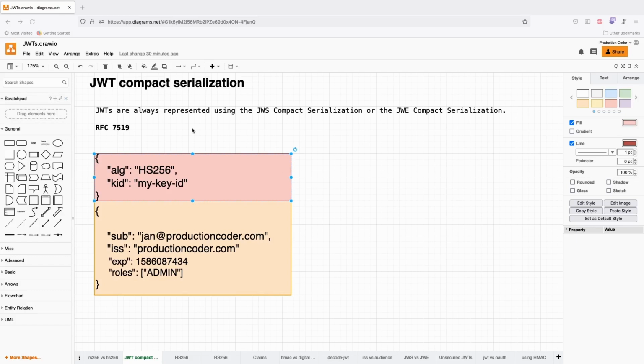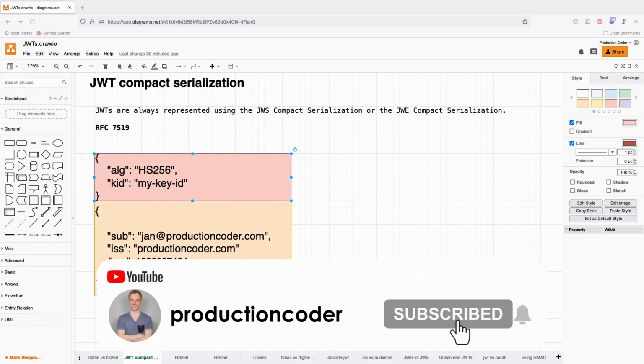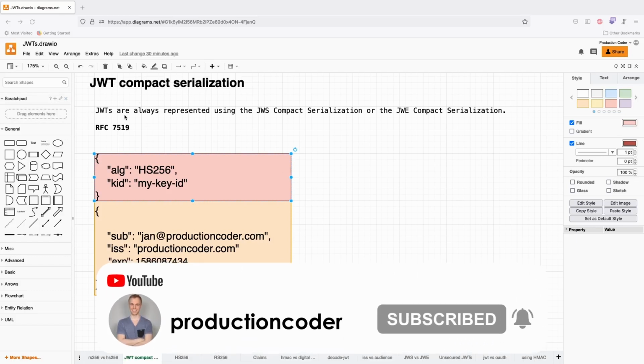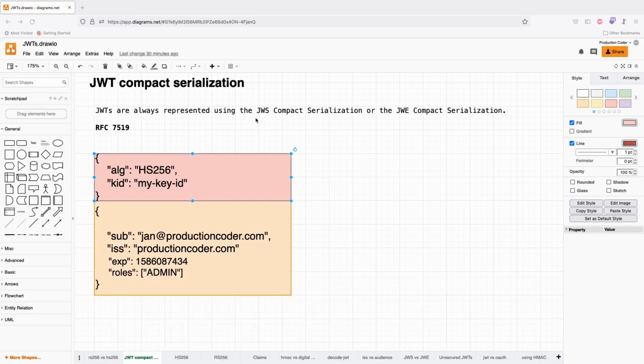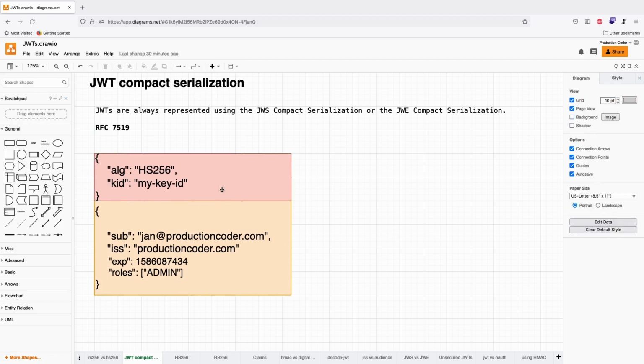So what is the JSON Web Token Compact Serialization? JSON Web Tokens are strings, and they are always represented using the JSON Web Signature Compact Serialization or the JSON Web Encryption Compact Serialization. Remember that JSON Web Tokens are specifically designed to be passed around, like in URLs, and they are specifically designed for space-constrained environments. That's why we need a proper serialization format so that they're relatively short.